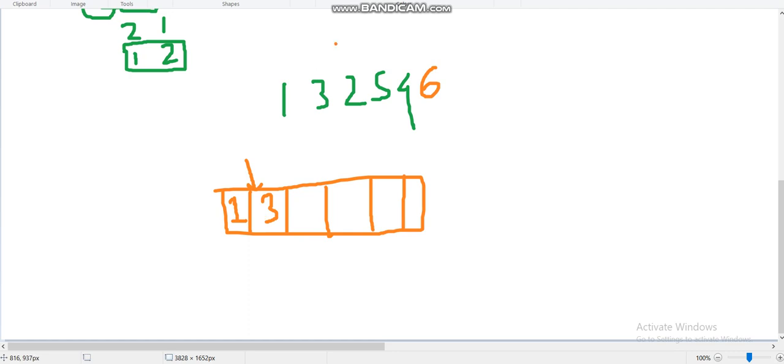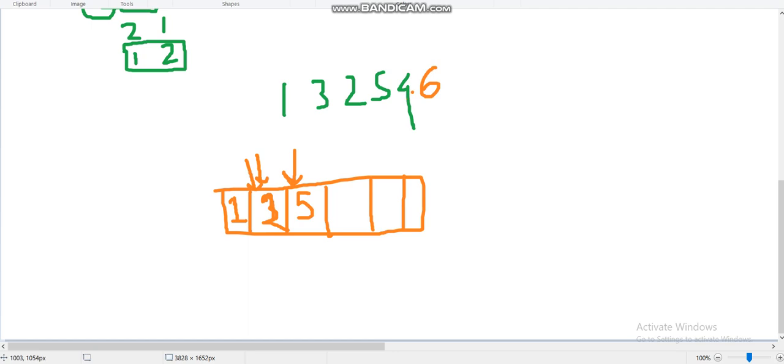Now for 2, we'll just try to find the lower bound of 2 in the array. It will also give us the second index. Now we will modify the value to 2 here. So our array will become 1 2 now. Now we'll just try to find the lower bound of 5 in the array. It will just give us this location. So we'll just put 5 here.